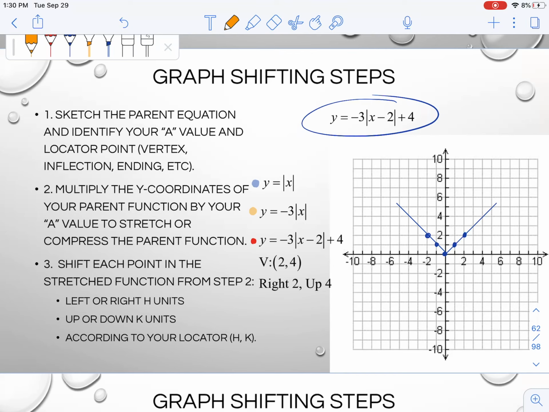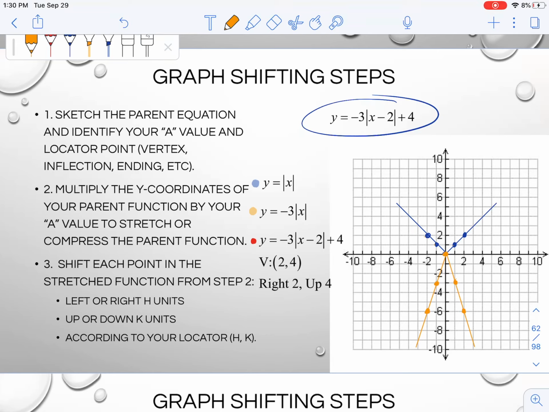So I'm going to multiply my y values of the parent function by, in this case, the a value, which is -3. So 0 is going to remain 0. My y values of 1 are going to become -3s, and my y values that were 2s are going to now become -6s. And what I'm going to get is a graph that has now flipped upside down and stretched out by a factor of 3.